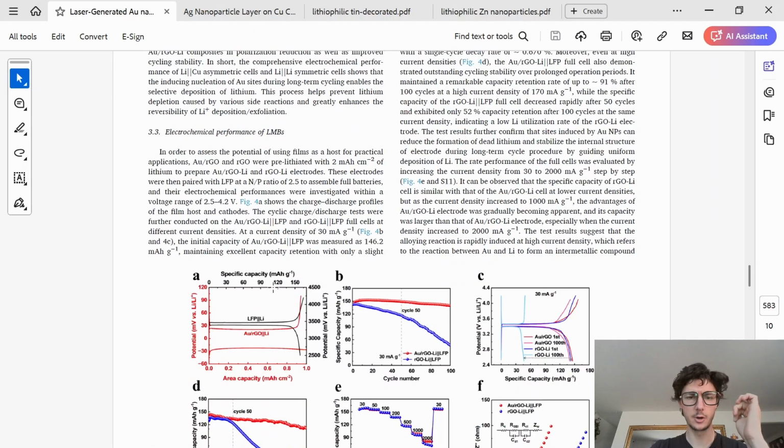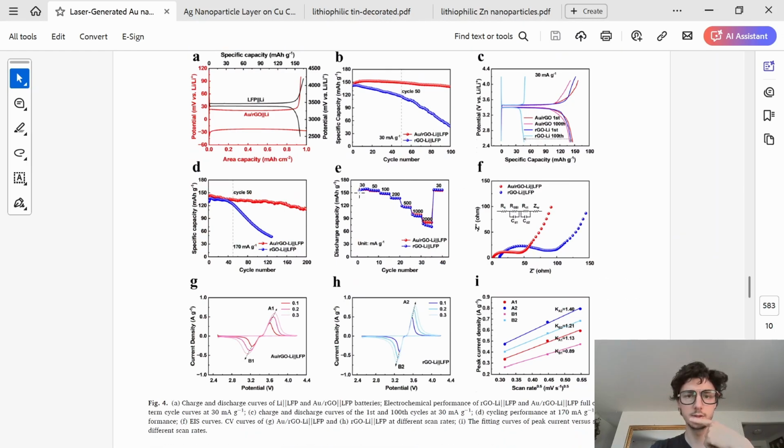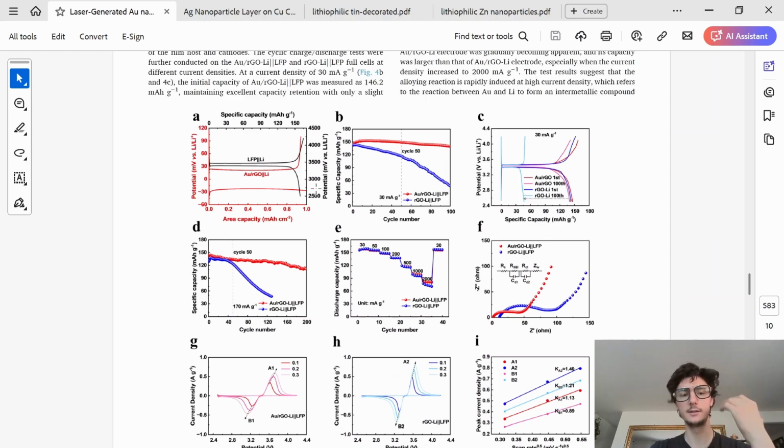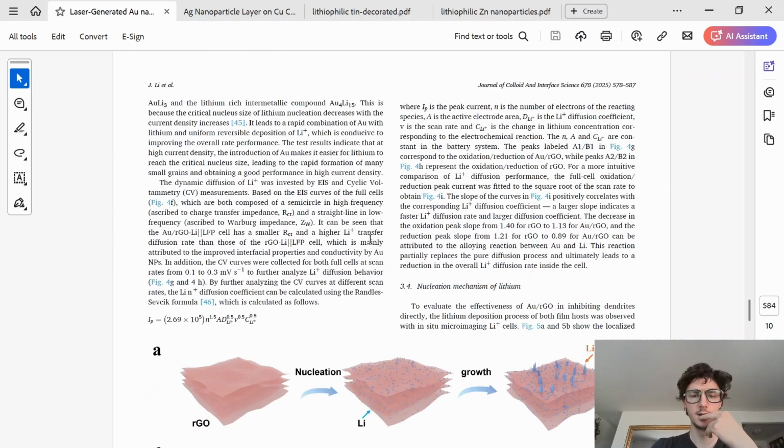Electrochemical performance of lithium metal batteries. We get some other plots here. It looks like they're comparing kind of similar things, the red and the blue. But here they're making full cells. So before they had, I guess, half cells or symmetric cells. Here they have full cells. If you don't know the difference between those two, don't stress. We're going to just zoom in through a paper over here.